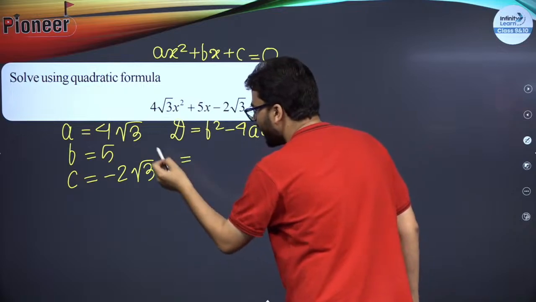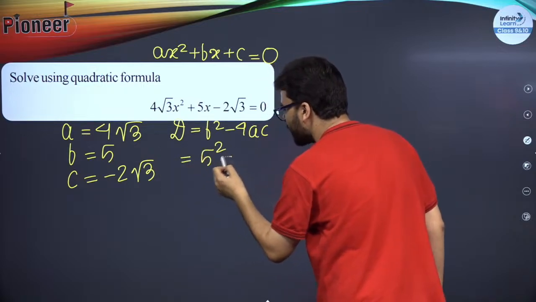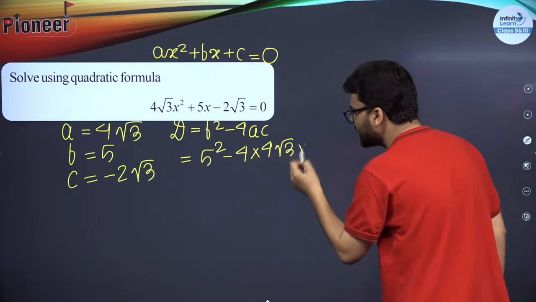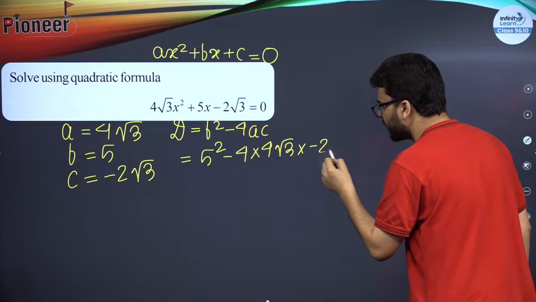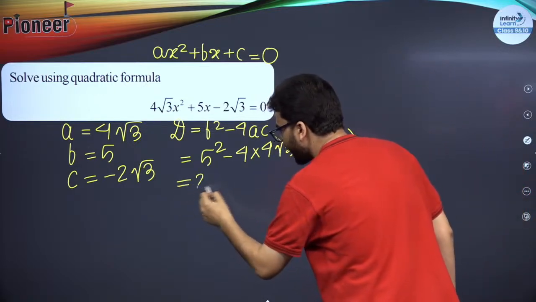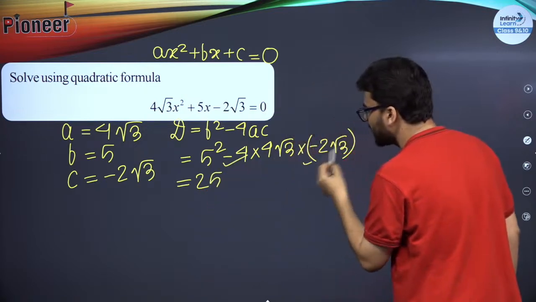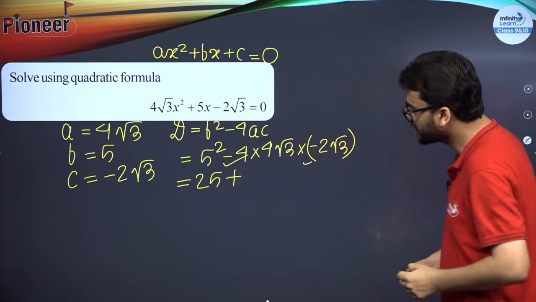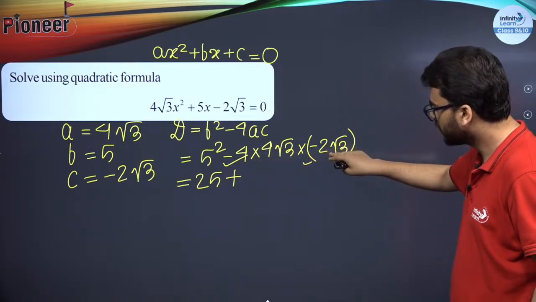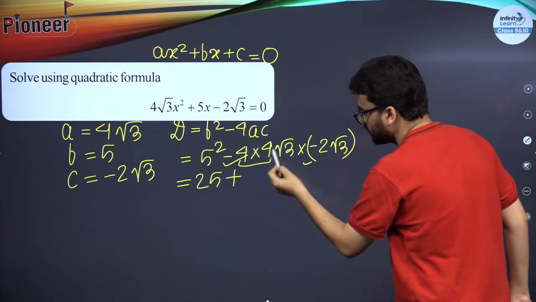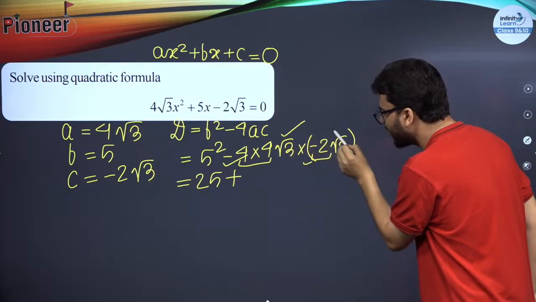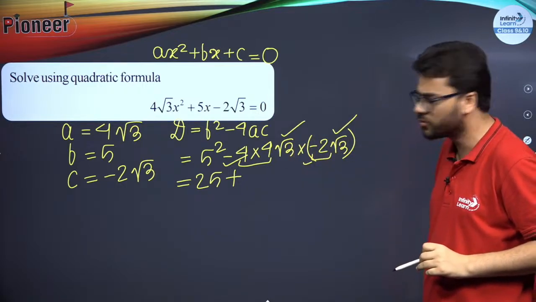Correct? Now b over here is 5. So 5 square minus 4, a is 4 root 3, and c is minus 2 root 3. Correct? So this is 25 over here, minus minus plus, and it will give us what, guys? This will be 4 4 16, 32, and root 3 into root 3 is 3 over here, right? Root 3 into root 3 is 3.